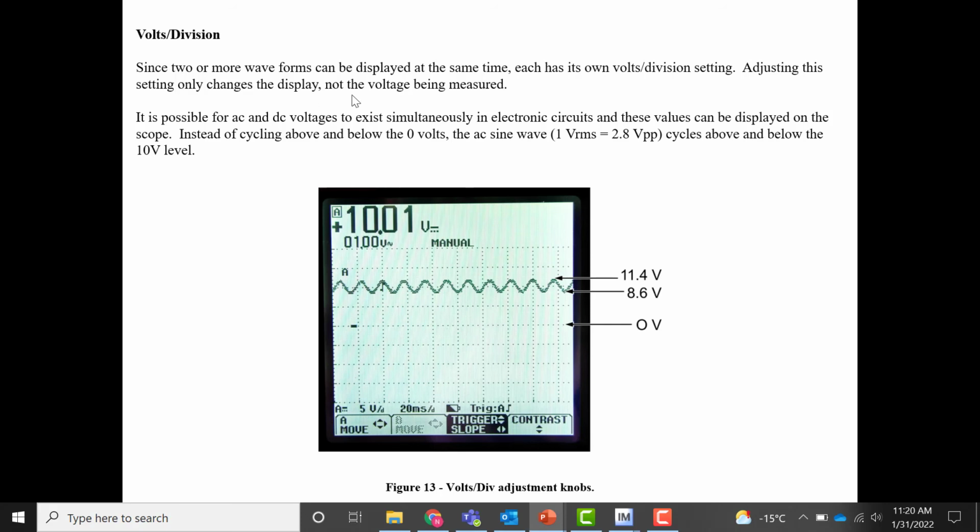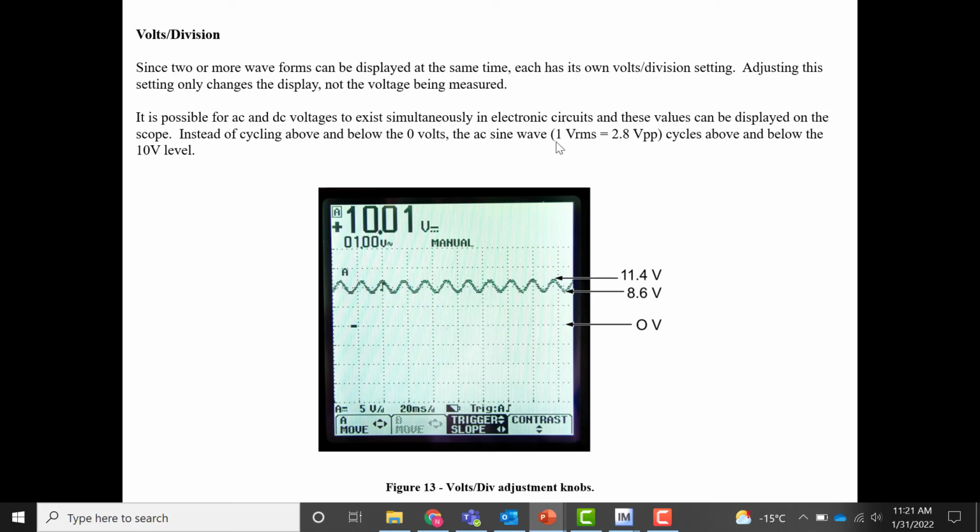You can have two or more voltages displayed at the same time, as we have various channels on the scopes as well. So what it's saying here is if we have AC and DC, it changes our reference if we want to show both at the same time. That's what these numbers are saying: if we put a 10 volt level DC on here and then we have an AC as well, it's going to change the reference from zero and show that AC riding on that DC 10 volts here.